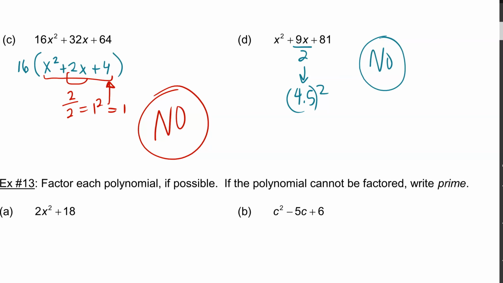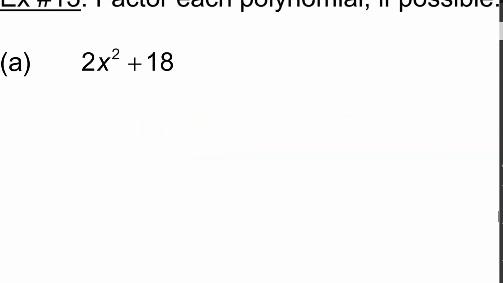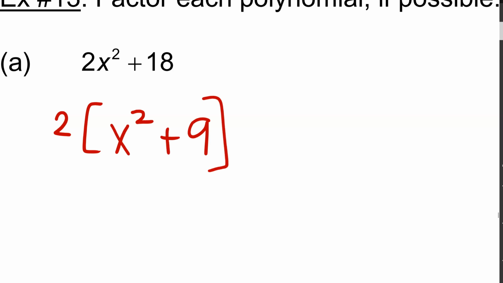Factor each polynomial if possible. If it cannot be factored, write prime. So, first thing we always try: greatest common factor. Is there a common factor? Yes, 2. Pull out a 2. Now I have x squared plus 9. I see two squares, right? So is this a difference of squares? No. Difference means subtraction. Here I am adding. Can I factor any further? No, I can't. So I'm done.